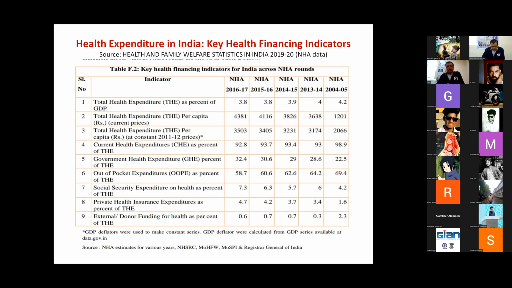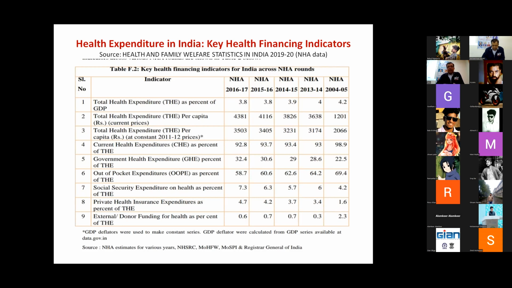Then there is another important point. Point number 7, that is the social security expenditure on health as percent of the total health expenditure. Now, when you were asking what is the basically internal composition of this, so we are not having a detailed information about the internal composition, but important categories are there. For example, the social security expenditure. We can see that the social security component has increased. Earlier, that means 2004-05, it was 4.2%, and as of now it is 7.3%, right?